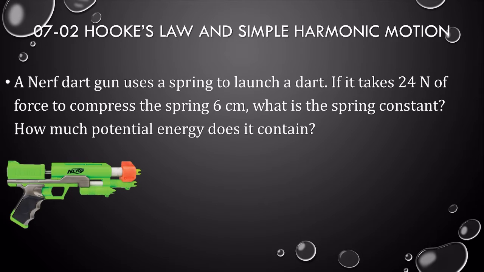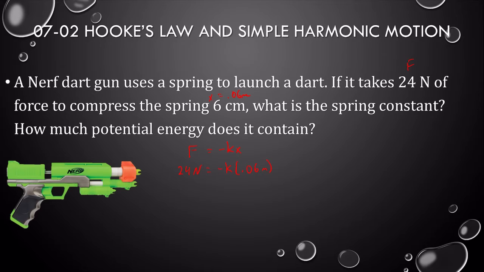A Nerf dart gun uses a spring to launch a dart. If it takes 24 newtons of force to compress the spring 6 centimeters, what is the spring constant? Well, we have force, and we've got some sort of distance, which we probably make into meters. So our force is negative kx. So 24 newtons is negative k times, and our x is 0.06.